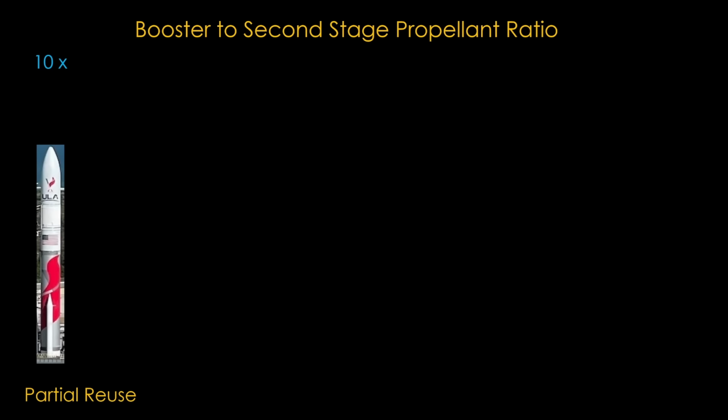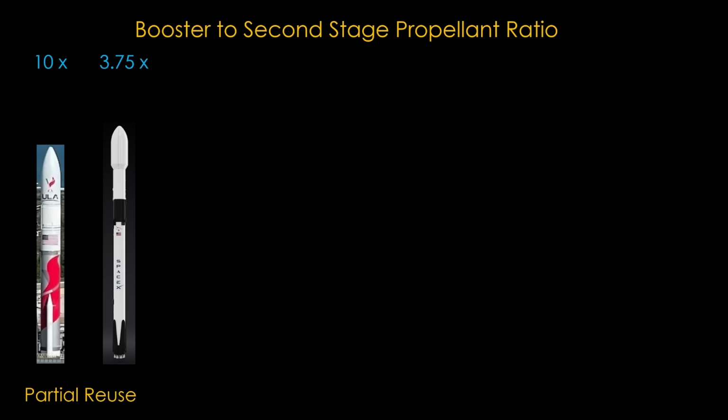In the partial use scenario, we tried to minimize the cost and capability of the second stage because we wanted to put as little money as possible into the part we threw away. That shows up in the amount of the propellant each stage carries. For Vulcan, the booster carries about 10 times the propellant that the second stage carries, and that's ignoring the solid rocket boosters. This is not a surprise, as Vulcan stages very late. Falcon 9 comes in at about 3.75 times. The Falcon 9 second stage is very capable.